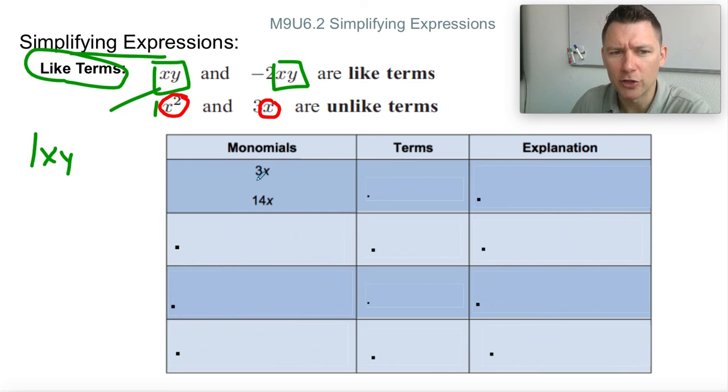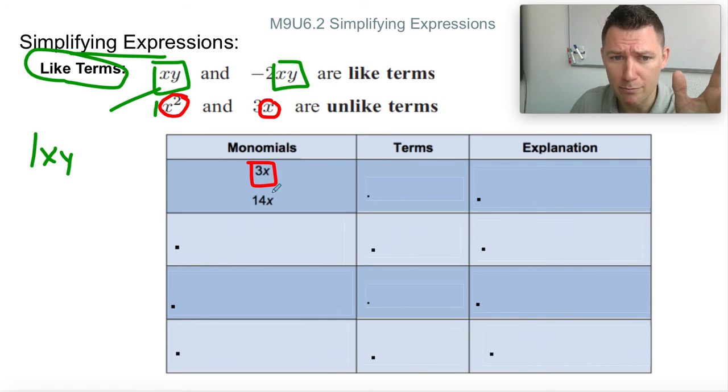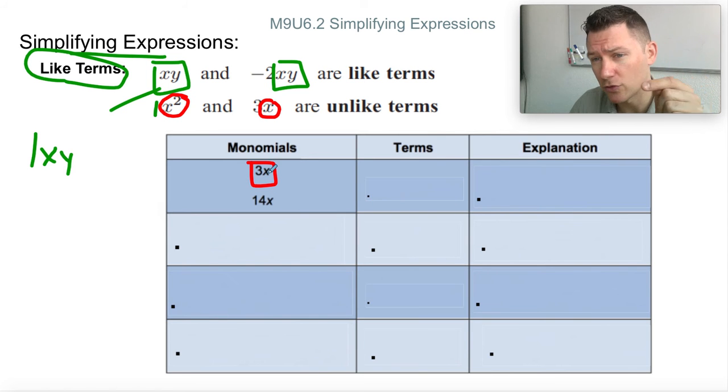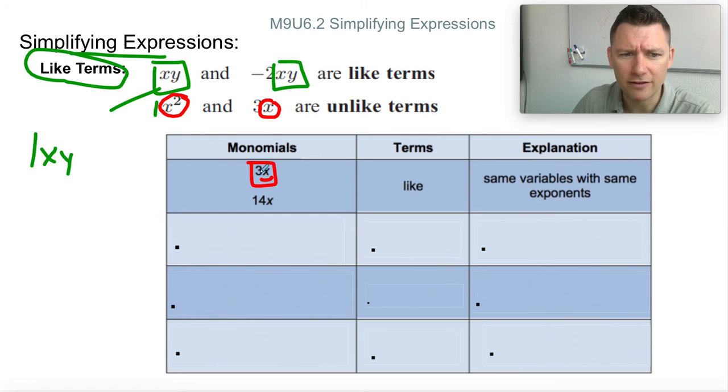Here's a monomial. A monomial means it's a chunk of things being multiplied or divided, no addition, right? So monomial, there's only one thing in there. It's things put together with multiplication or division. So 3x and 14x are like terms, and it's because their variable sets are the same, right? This x and the x are the same. All right, so check this guy out.